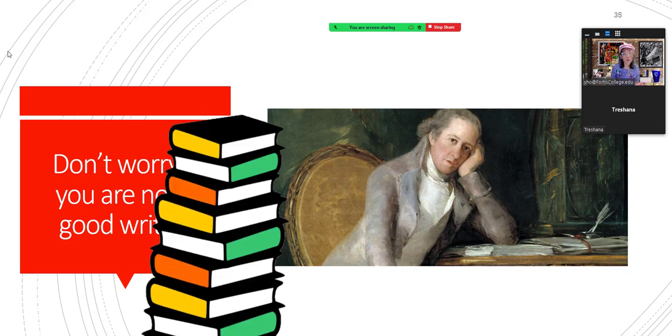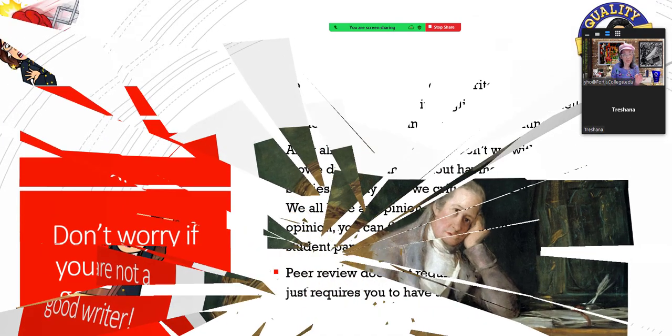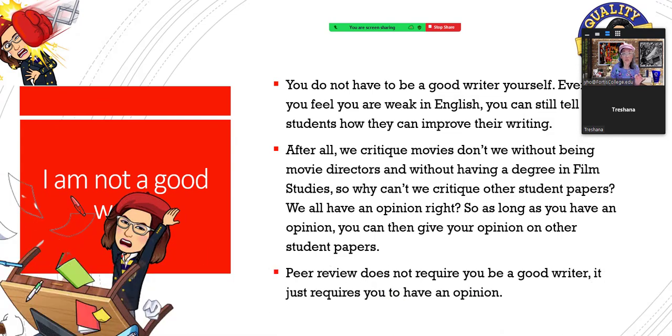So don't worry if you are not a good writer. You do not have to be a good writer to do peer review. Even if you feel you are weak in English, you can still tell other people how they can improve their writing. After all, we're not actors, we're not professionals in movies, yet we're telling everybody this is a lousy movie. Do you have a degree in film studies? So why can't we critique other student papers? We all have an opinion, right?